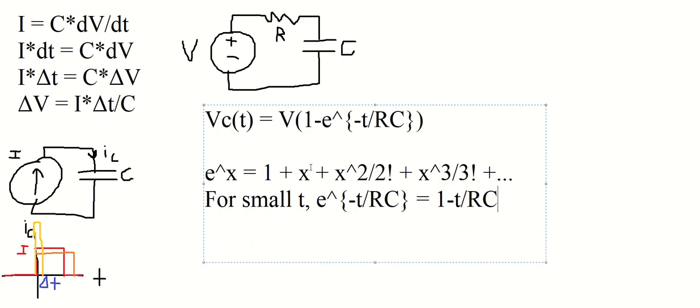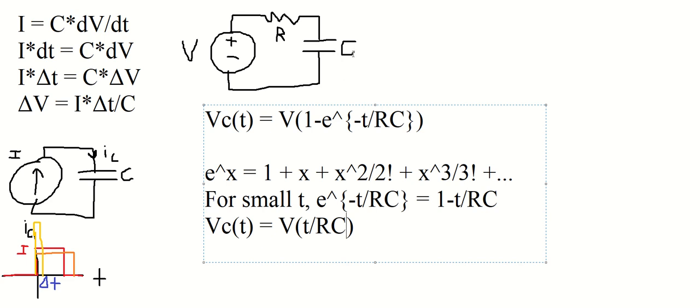So if we use that idea, now we're going to get that Vc of t equals V times 1 minus this expression. So 1 minus t over RC, the ones are going to cancel, and we're just going to get t divided by RC. So now this is something we can work with.